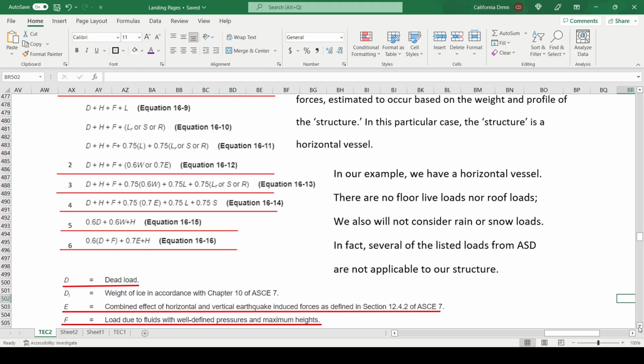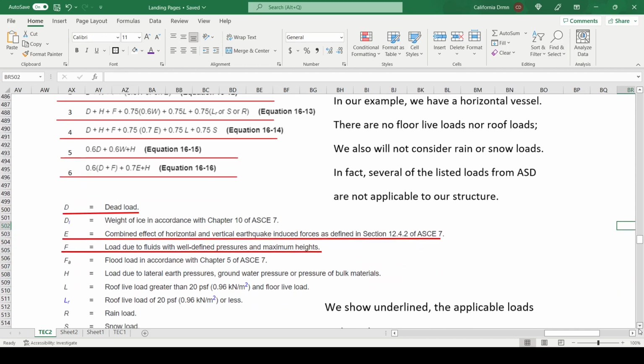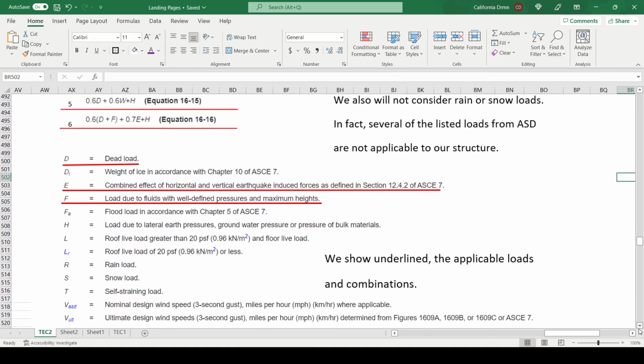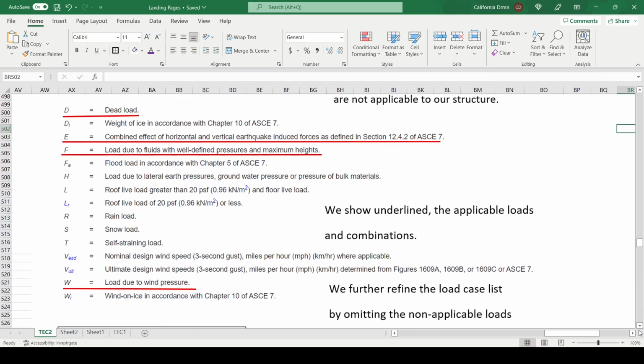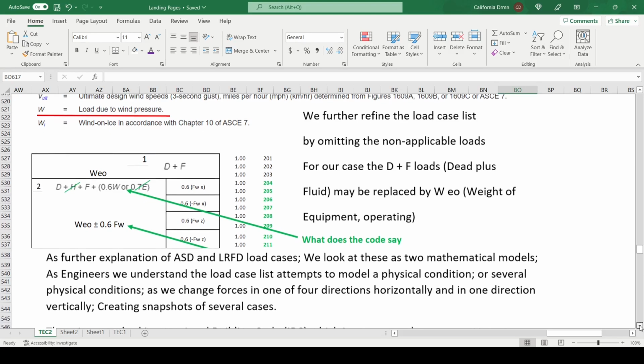There are no floor live loads nor roof loads. We also will not consider rain or snow loads. In fact, several of the listed loads from ASD are not applicable to our structure. We show underlined the applicable loads and combinations. We further refine the load case list by omitting the non-applicable loads. For our case, the D plus F loads, dead plus fluid, may be replaced by WEO, weight of equipment, operating.